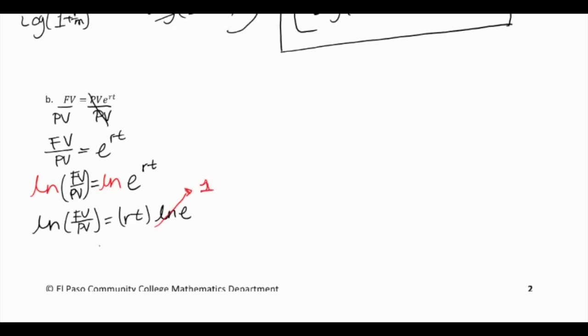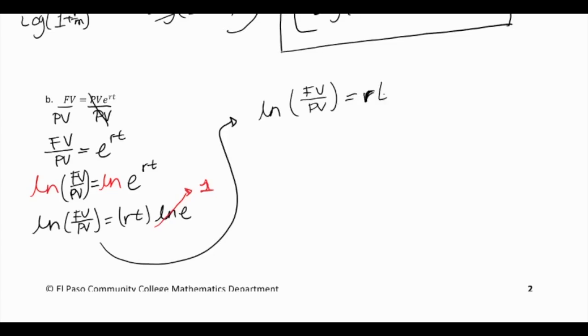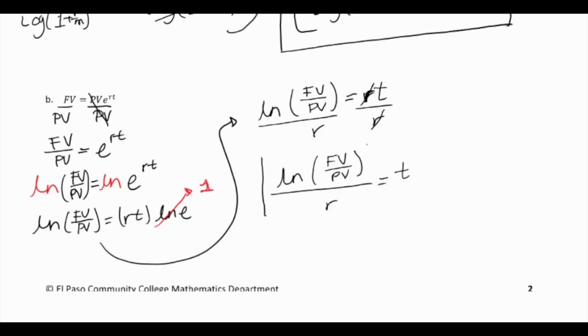So from here, we have ln of FV over PV equals rt. And we need to solve for t. So we divide both sides by r. What do we have left? We have ln of FV over PV divided by r equals t. And that's our final answer.